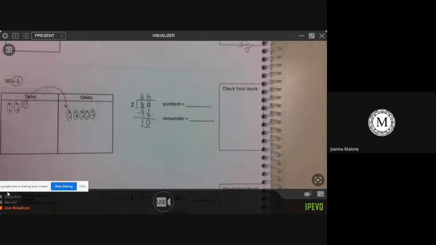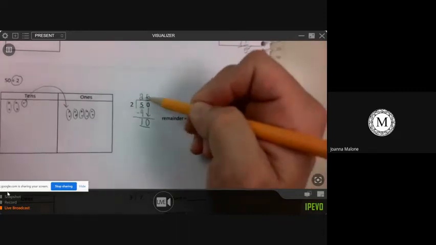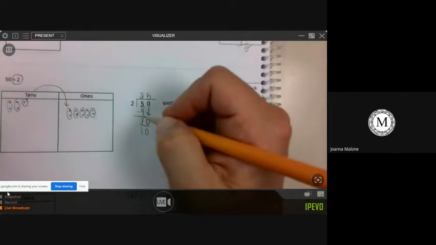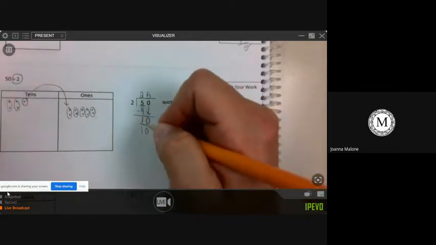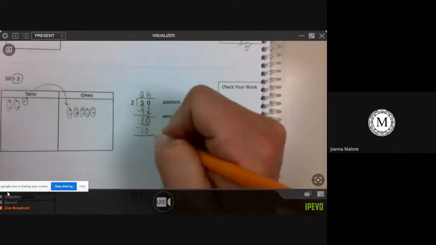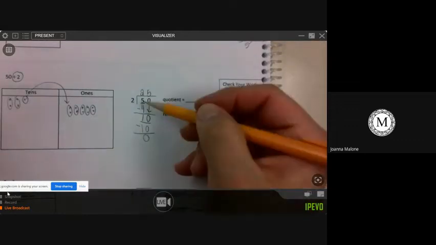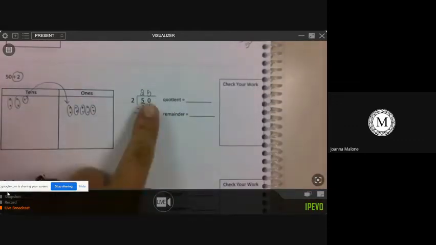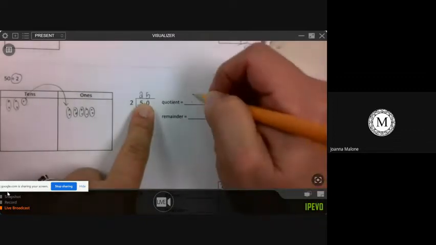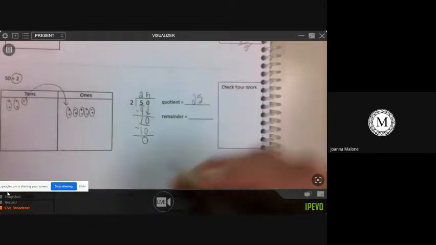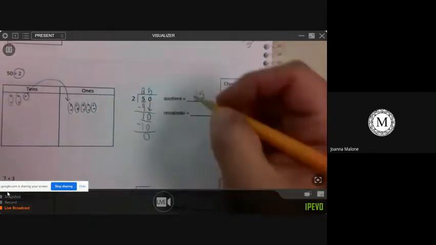Logan, what do I do next? Everybody, what do I do next? Multiply. 5 times 2 is what? 10. Thank you, Sonny. What do I do after I multiply? Everybody. Subtract. What's 10 minus 10? 0. A 0. No remainder. No numbers left to bring down. So this is my quotient, which is 25. What's my remainder? What is it? 0. Good job.